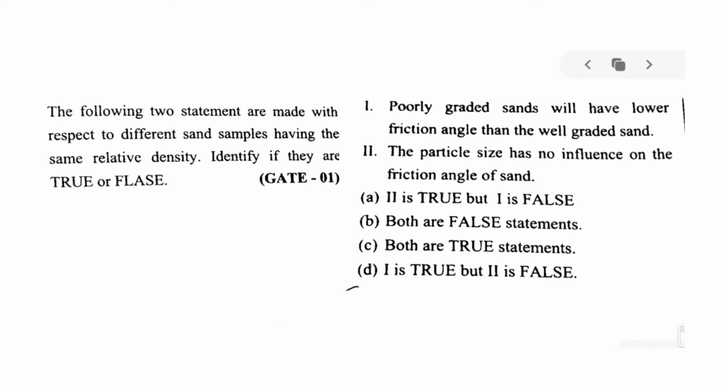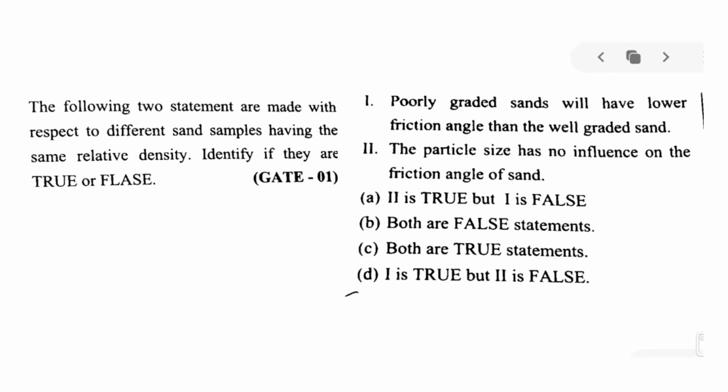From 2001, the following two statements are made with respect to different sand samples having the same relative density. Identify if they are true or false. These are the two statements. Poorly graded sands will have lower friction angle than well graded sand. The particle size has no influence on the friction angle of sand. There are some terms here that you should know from the previous chapters: poorly graded sand, friction angle, well graded sand. Therefore, you must know what all these terms mean.